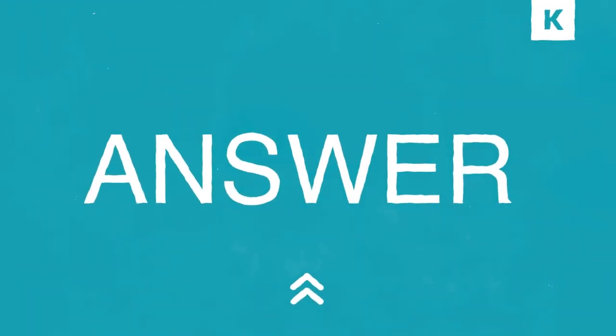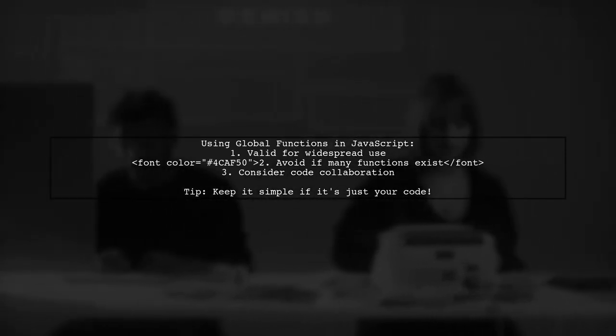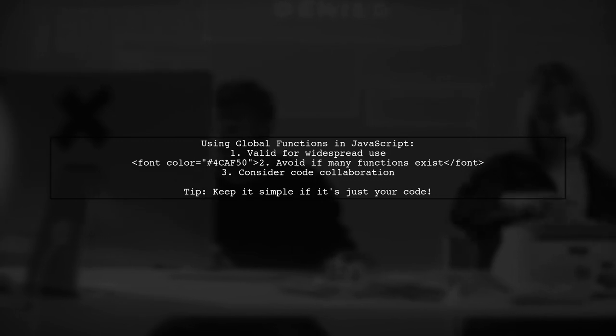Let's now look at another user-suggested answer. Using global functions in JavaScript is generally acceptable, especially if they're used throughout your page. However, if you have many functions or are working with others' code, it's better to avoid global scope to prevent conflicts.